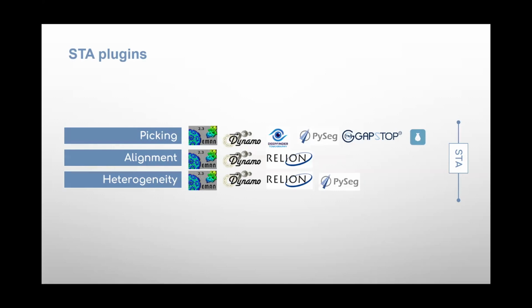Okay, and what about subtomogram averaging? In subtomogram averaging, we have a lot of pickers. Pickers are, in my opinion, one of the main bottlenecks in tomography right now. So we have the template matching of EMAN, the Dynamo geometrical-based picker, DeepFinder with deep learning, PySeg for membrane proteins, another template matching of CAPSTOP, which performs extremely well, or crYOLO from Sphire.